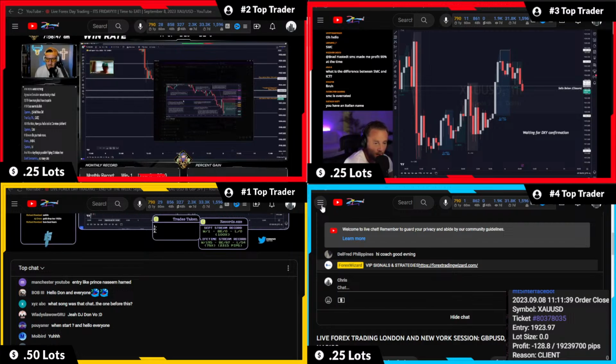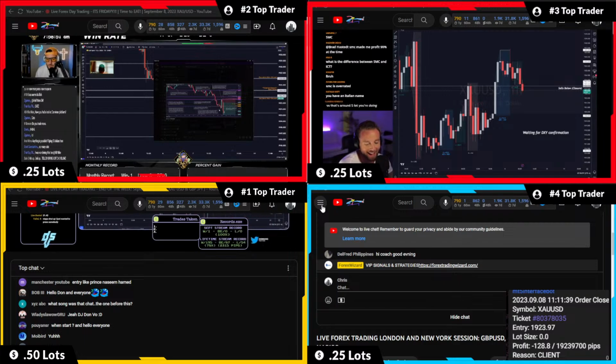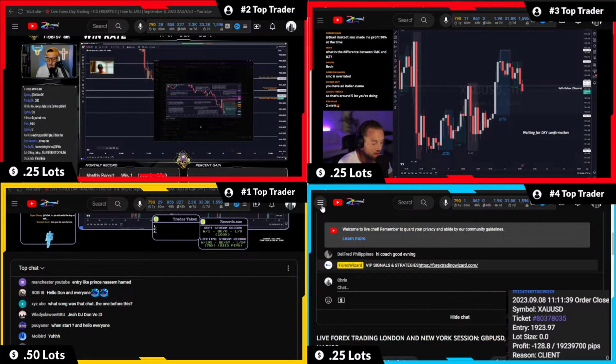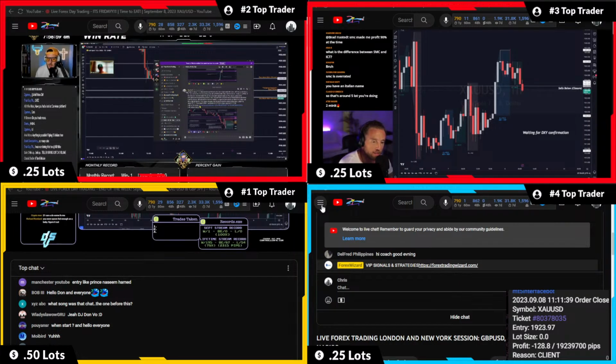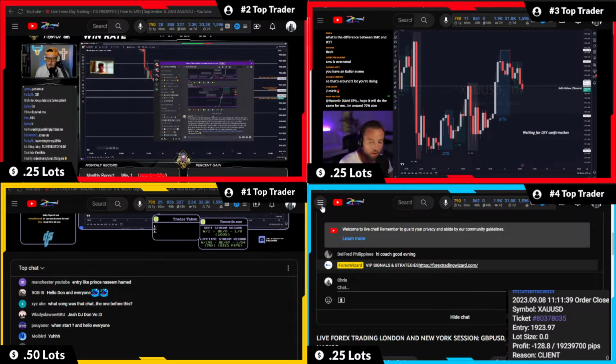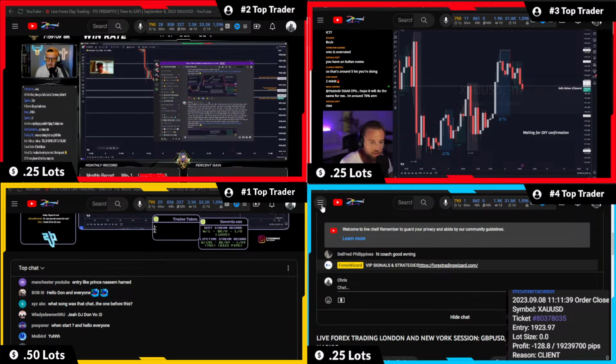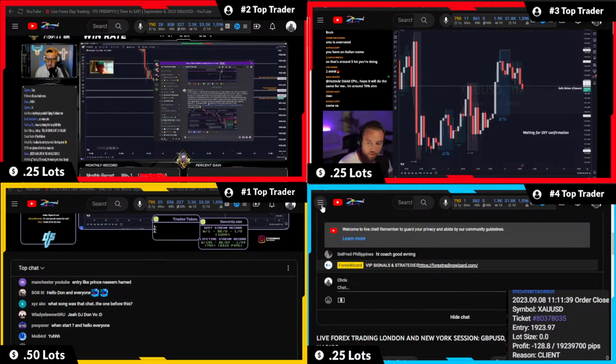Explain exactly what they're looking for. What's the difference between SMC and ICT? I don't see much of a difference, but I think SMC stems from ICT concepts. In essence, it's a simplified version of ICT, I would say. Let me just confirm, in a simple manner: it's just a simplified version of it, right?